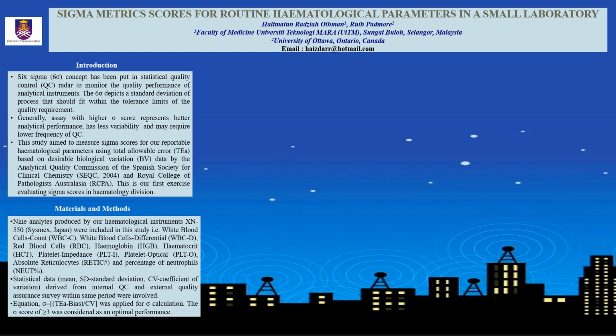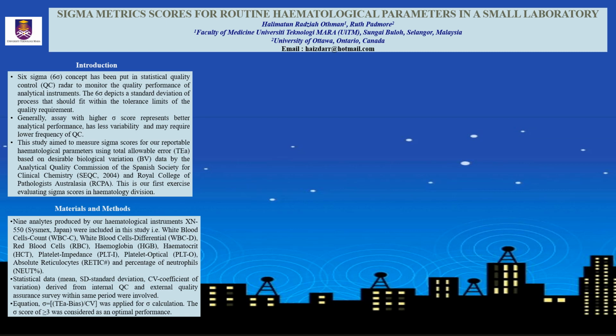Since we use the sigma calculation formula, which is sigma equals total allowable error minus bias divided by CV, we have decided to use the bias value for each analyte from our EQA, RCPA. The bias data were extracted during the same period the internal QC were tabulated.